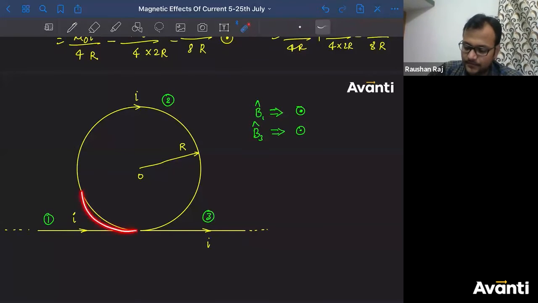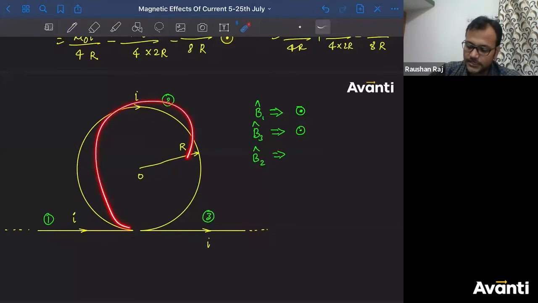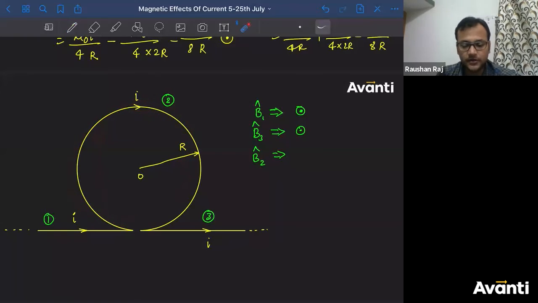Acha, what about this second part? What will be the direction of the second part? Bolo bachcha log. What will be the direction of the second part? Clockwise or anti-clockwise? Or into the plane or out of the plane?